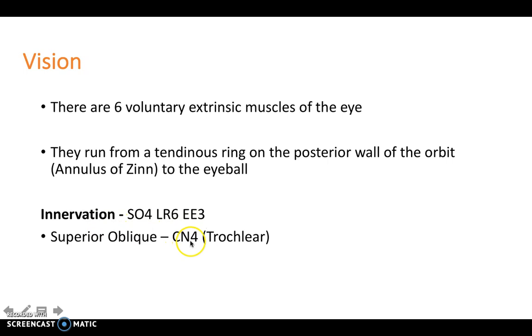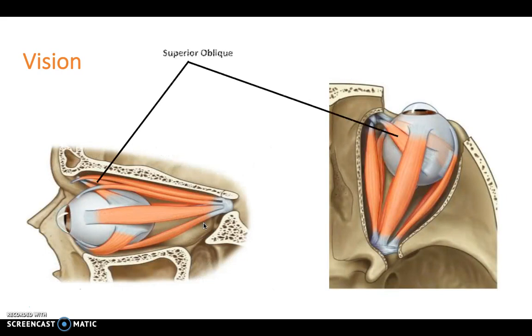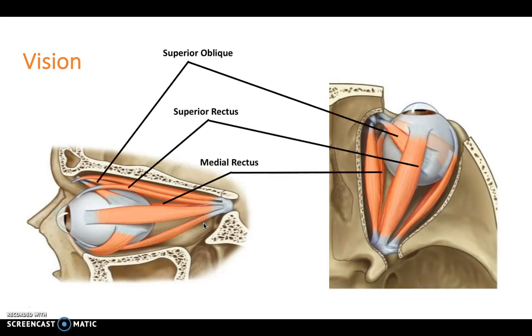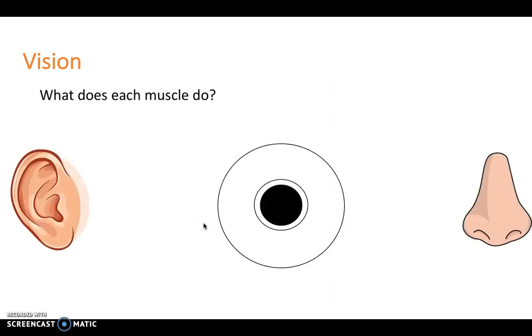So, superior oblique is innervated by cranial nerve number 4, lateral rectus is innervated by cranial nerve number 6, so the abducent, and everything else is innervated by cranial nerve number 3, so oculomotor. To label those, you've got the superior oblique, the superior rectus, the medial rectus, lateral rectus, inferior rectus, and inferior oblique. But what's really important is understanding what each muscle does.